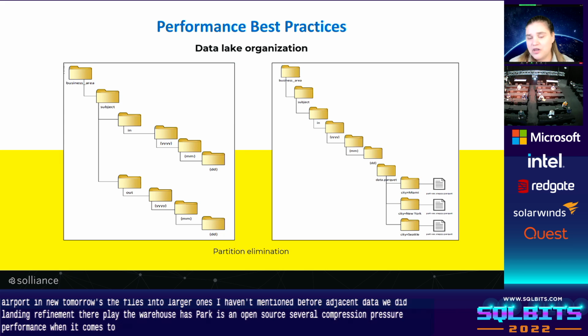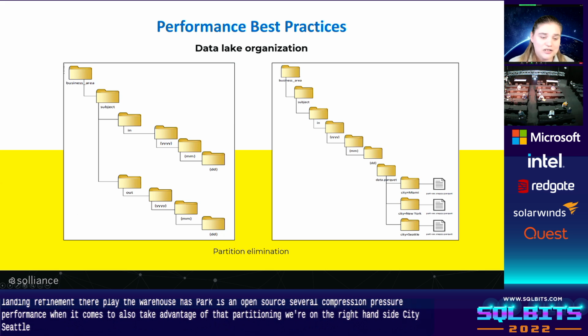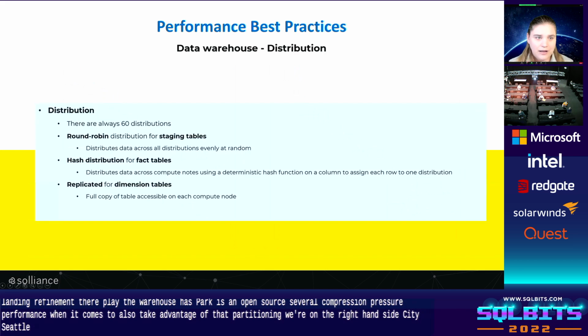With Parquet, you can also take advantage of partitioning within the files, again avoiding full scans of data within the file itself. And that's what's shown here on the right-hand side. You can see we have day, month, year, goes into city. Here's our Parquet file, with city, New York and Seattle, partitioned within the file itself.